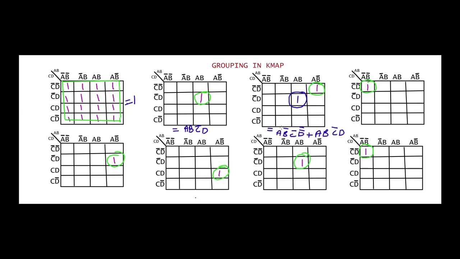So in this way I can group if I have single ones, and here also if I have a single one I can group here. The answer for this will be A bar, B bar, C bar, D bar, and here by grouping this single one I'll get A, B bar, C bar, D. Here I'll get A, B bar, C, D. Here I'll get AB, C bar, D. And here I'll be getting A bar, B bar, C bar, D bar.